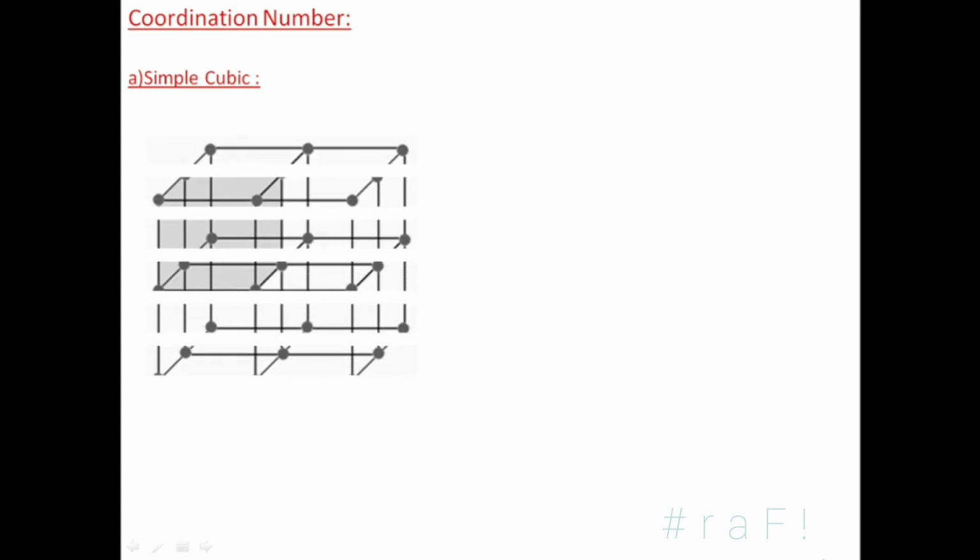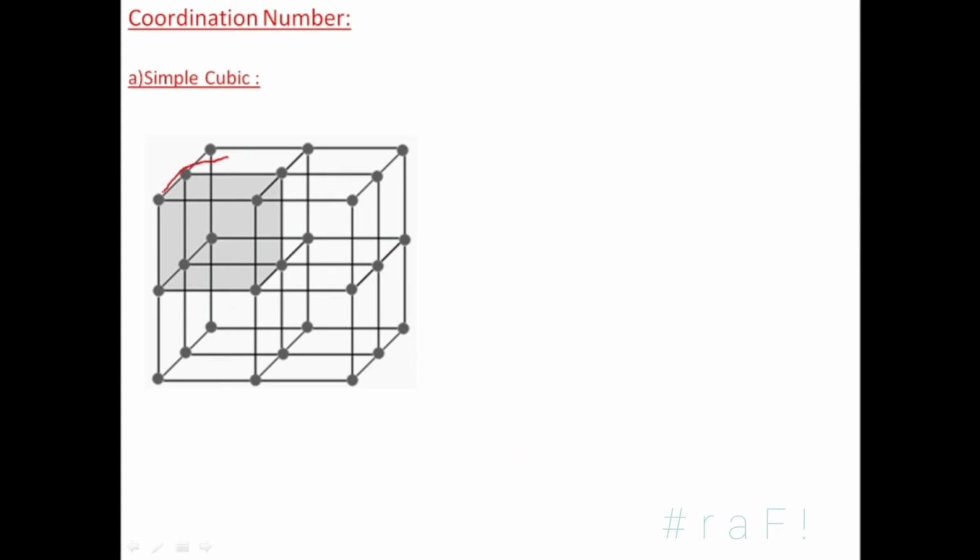Now come to the next point, that is coordination number. First one, simple cubic. Let's take one crystal structure. Okay, here one unit cell is there. In this structure, we construct 8 unit cells. This one 1, 2, 3, 4, and below 5, 6, and here on this side 7 and 8.